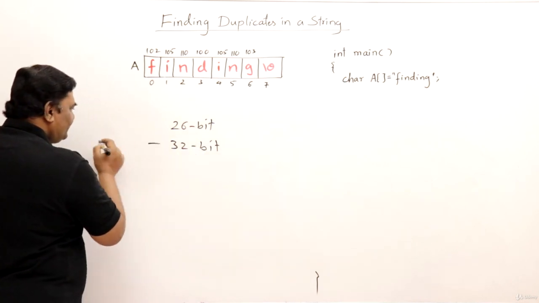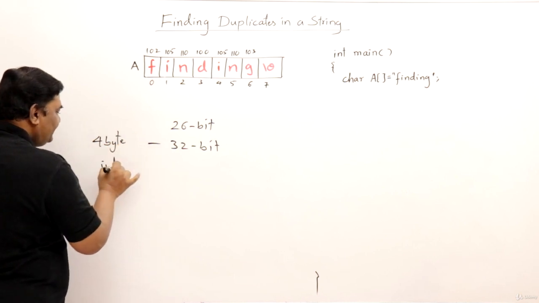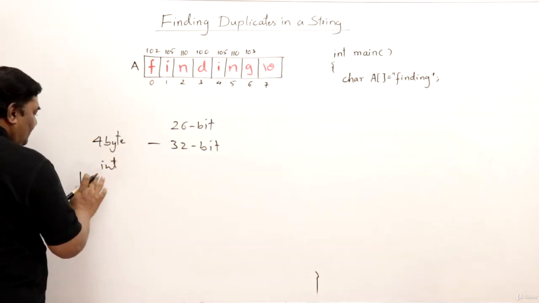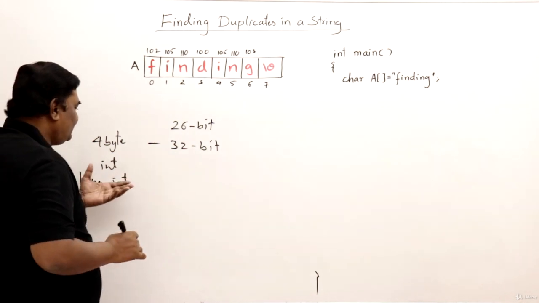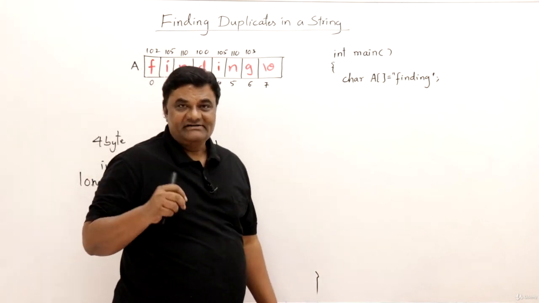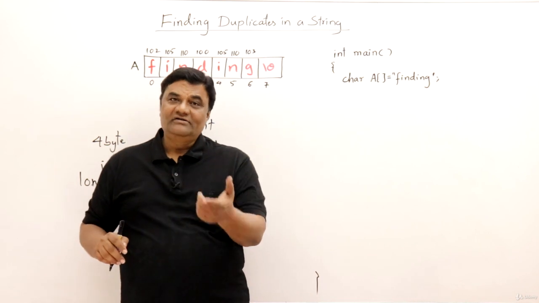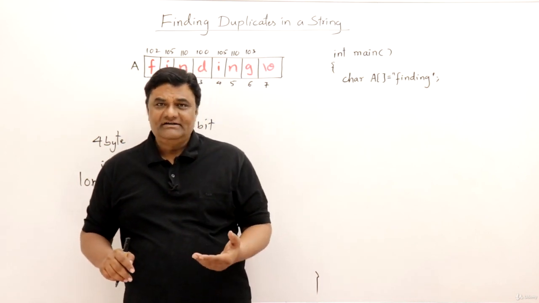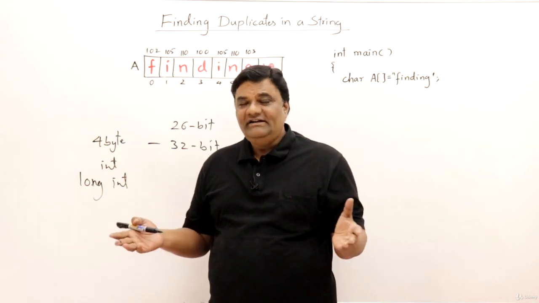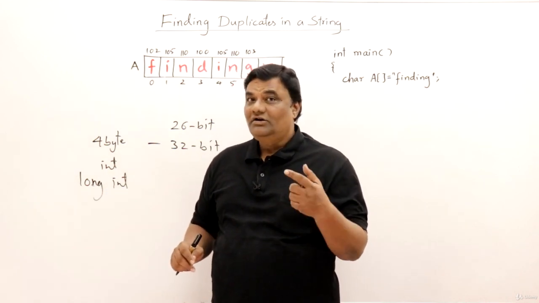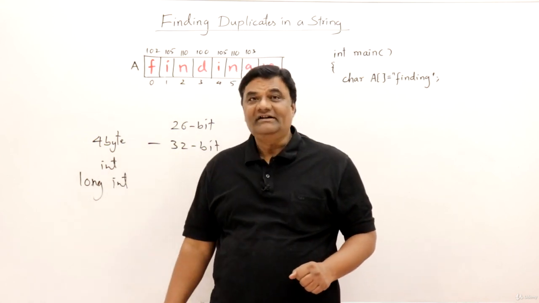What is 32 bits? That is 4 bytes. 4 bytes means either an integer or a long integer. We have been assuming that an integer takes 2 bytes, so if an integer takes 2 bytes, a long takes 4 bytes. But in some C and C++ compilers, an integer itself takes 4 bytes, so an integer is sufficient and you don't have to take long. So 32 bits or 4 bytes you can get just using an integer.